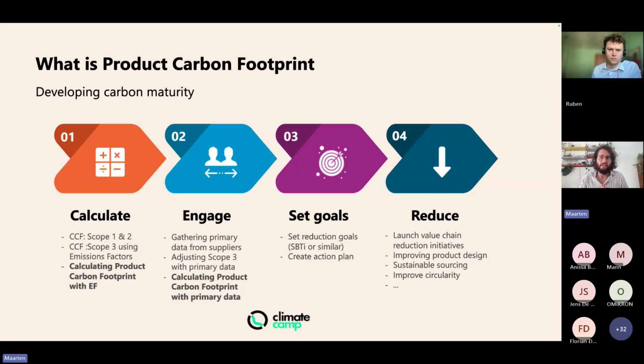Then you start with reduction actions: launch value chain reduction initiatives, improve product design, source sustainable goods, improve the circularity, the end of use of your product, the way it can be recycled, and extend its lifetime. Then you launch specific actions based on the 3 steps before. From the information you gained in the first 3 steps, you will launch much more targeted reduction initiatives.